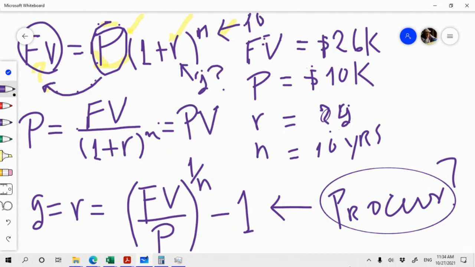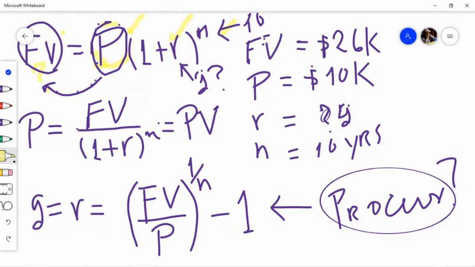And because of that, I gave you the process for all of these formulas. For future value compounding, how we arrive at this formula, and for present value, how we arrive at this formula. I gave you the process all the time. So then let's think about what is the process for the growth rate, right? Okay, so my mouse is stuck.